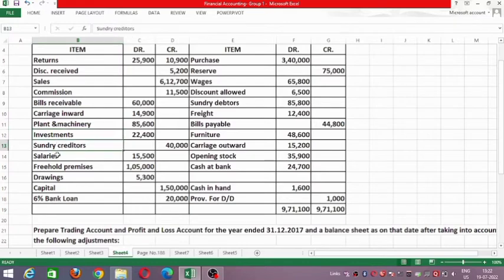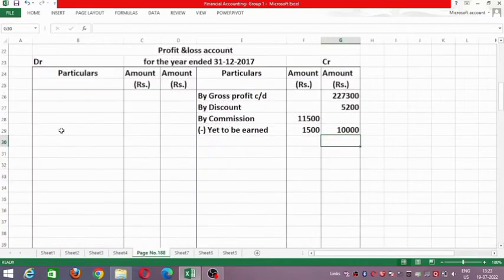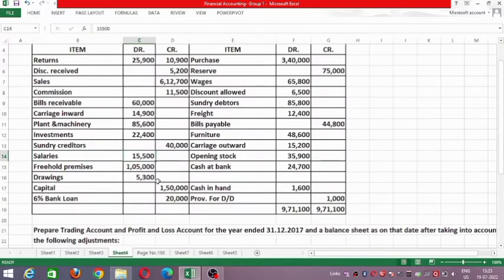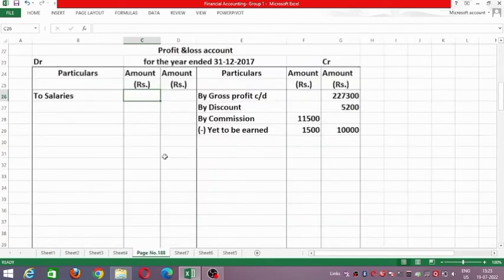Bills receivable is an asset, carriage inward will be direct expenses and carriage outward will be indirect expenses. Investment, sundry creditors, salaries. Next, salaries, and there is an adjustment related to salaries. Amount is 15,500. Add outstanding salary, it is 4,500.